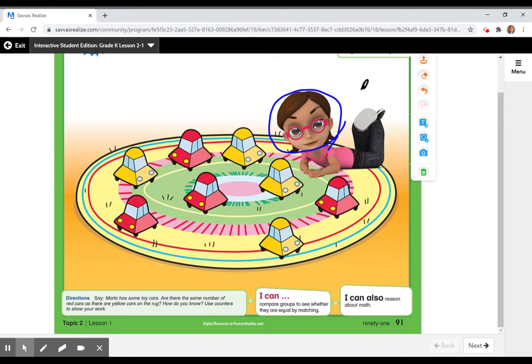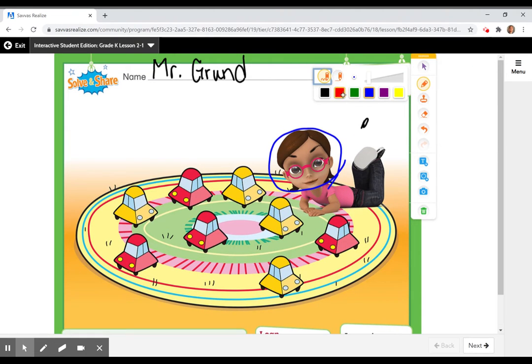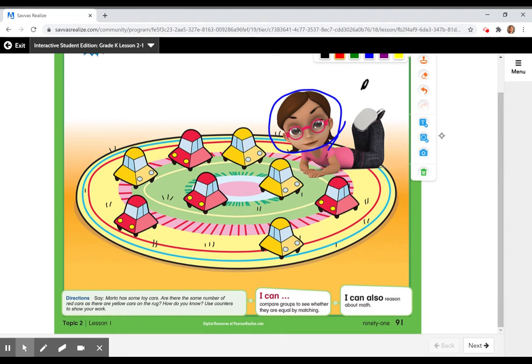All right. It says to use counters, but we don't have counters. So I'm just going to count them and put a mark next to them to make sure I counted them, right? We've practiced that at school before. So let's count the red cars first. Ready, set, go. 1, 2, 3, 4. All right, we have 4 red cars.